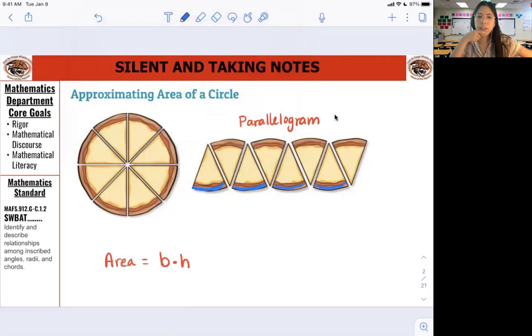How many crusts are on the bottom, the base? 4, right? 4 crusts. How much of the circle is 4 crusts? 1/2, right? We agree? So half of this circle, you can see that that's on the bottom, and then the other half of it would be on top. Make sense? Any questions on that real quick?